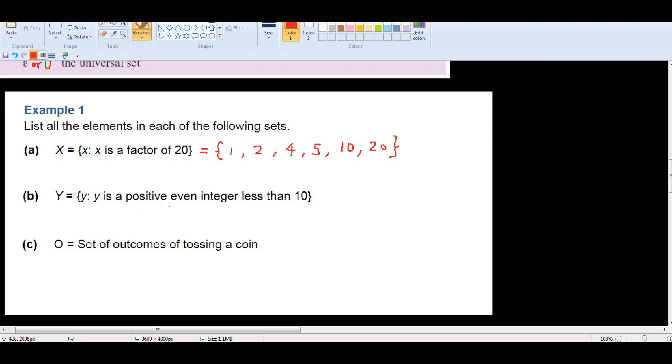And Y is a positive integer less than 10. Okay, positive and even integer less than 10. It must be an even number, so 1 is not, 2, 4, 6, 8, 10 is not, because it must be less than 10. Okay, that's it. Sometimes it's not necessarily a number, it could be symbols or objects. Set of outcomes of tossing a coin. A coin has two kinds of outcome. One is head, the other is tail, right?